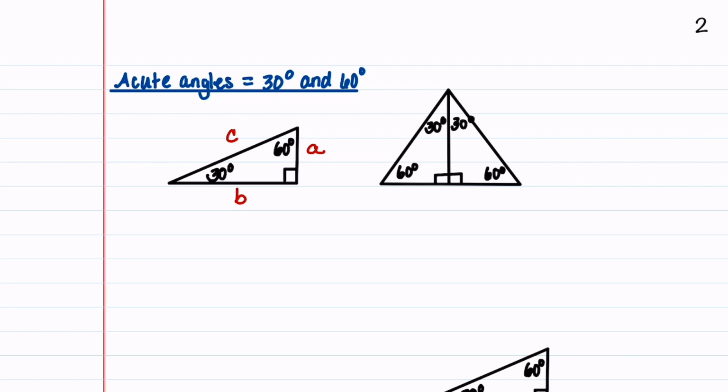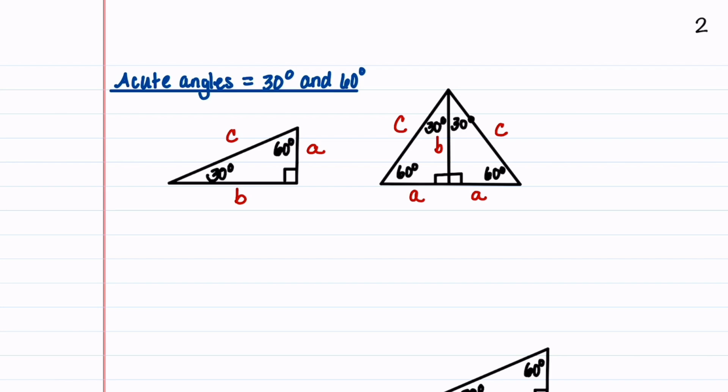We can now put two of these triangles together. Let's go ahead and label these triangles. So the side opposite the 30 degrees is A. So this is A, this is A. The side opposite the 60 degrees is B. So that's B. And then the hypotenuse is C.